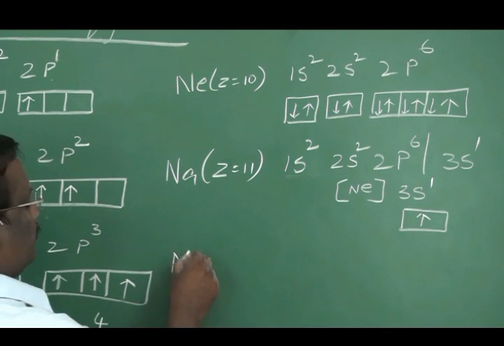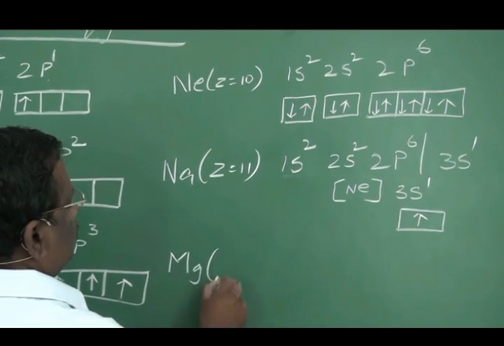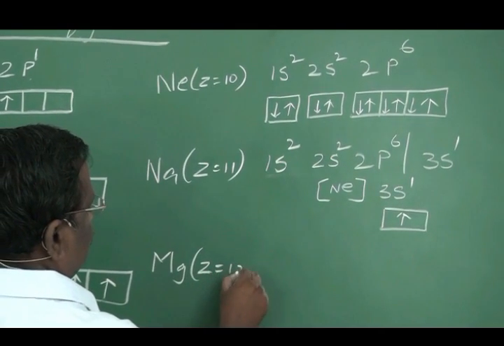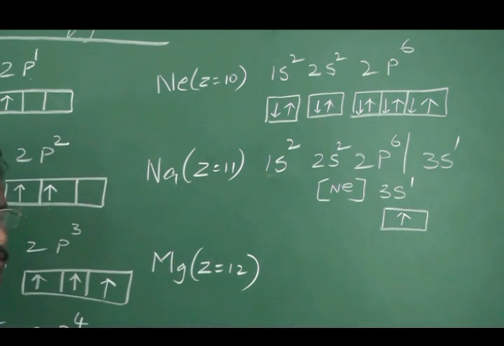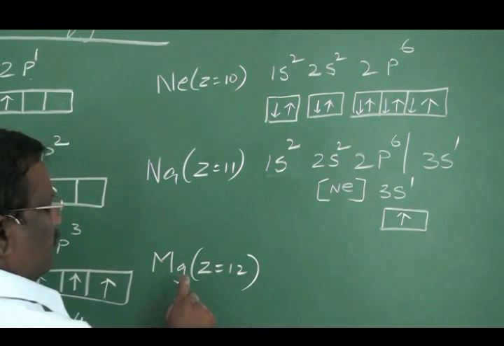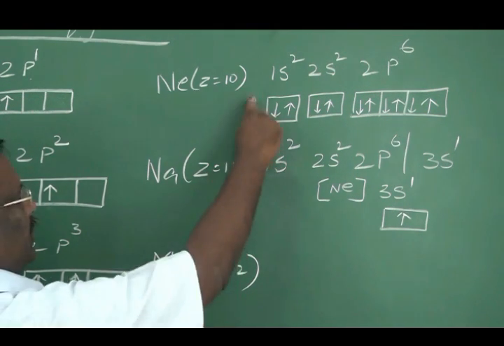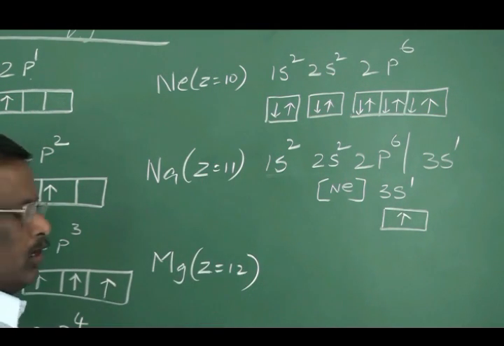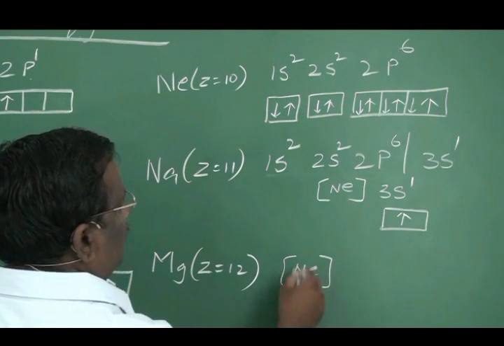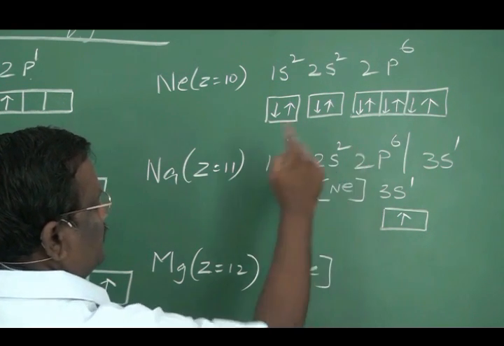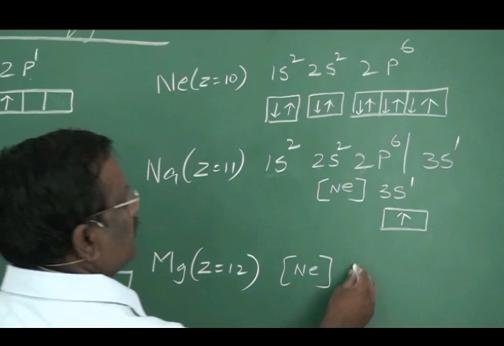Then magnesium. Up to neon, same configuration, that is 10 electrons. So the first 10 electrons of magnesium will have the same arrangement just like neon. So we can represent it like this: neon. Neon means 1s2, 2s2, 2p6. Then 3s2.